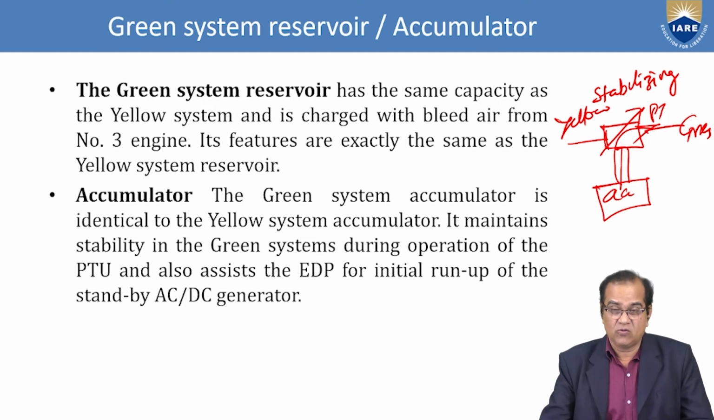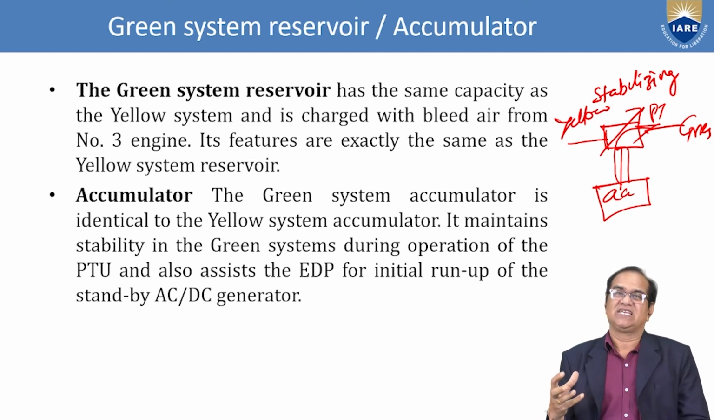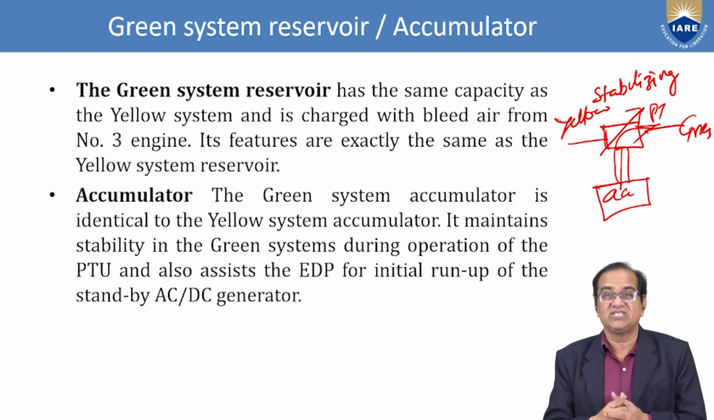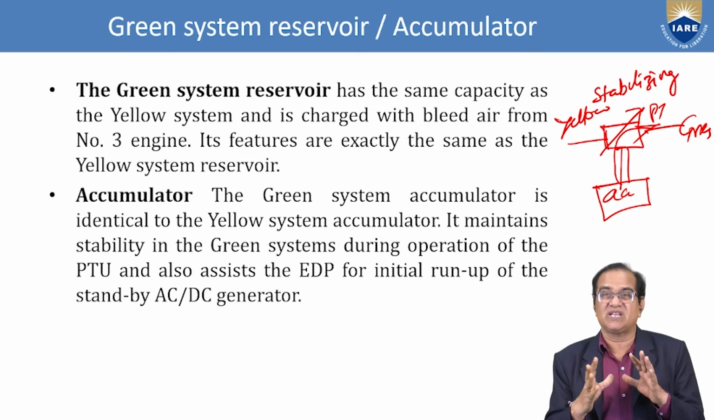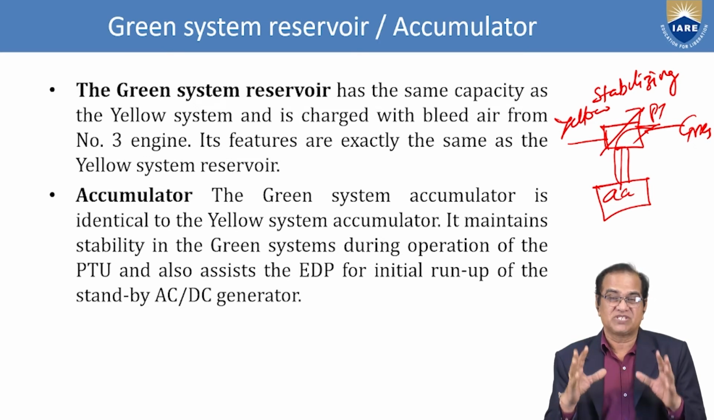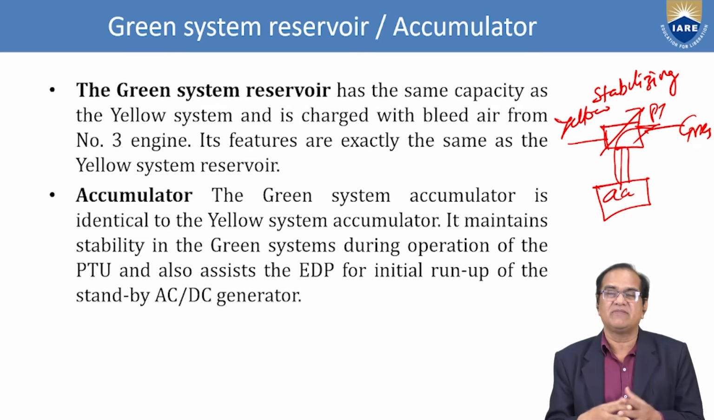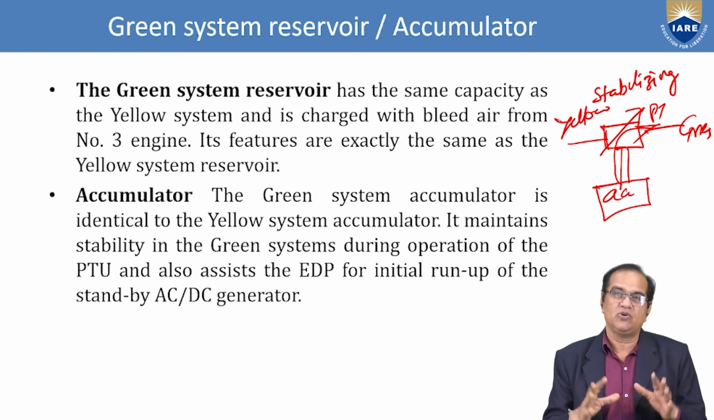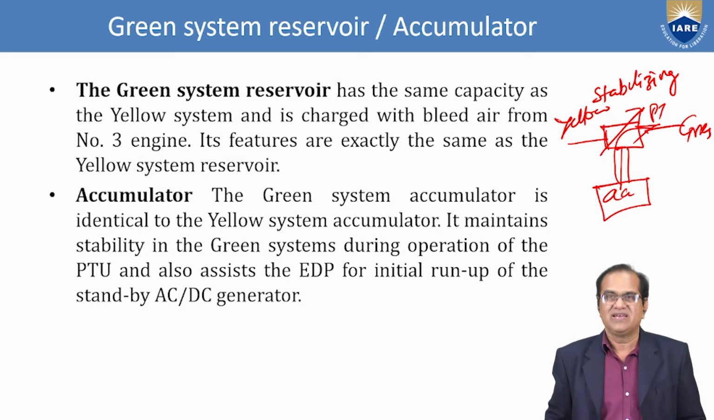Your AC and DC generators, when they are starting the engine, the engine driven pump may not be able to supply a sufficient amount of flow and pressure. At that time, for an instant, your accumulators are used to make a very smooth flow of the hydraulic fluid.